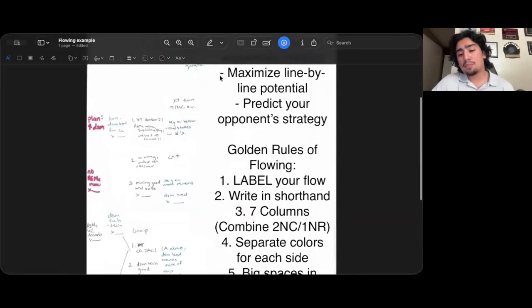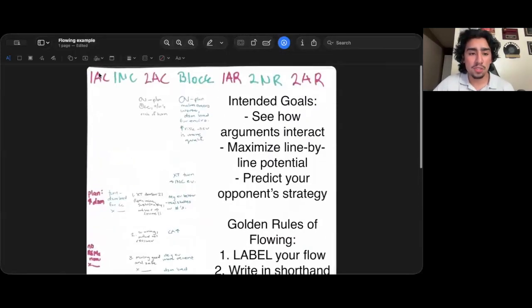Fourth is separate colors for each side. So what you'll see here is for the affirmative, I'm flowing only in purple. For the negative, I'm flowing in this teal turquoise color. The reason I want you to do that is because you're going to be able to see how arguments interact between both sides a lot more clearly.